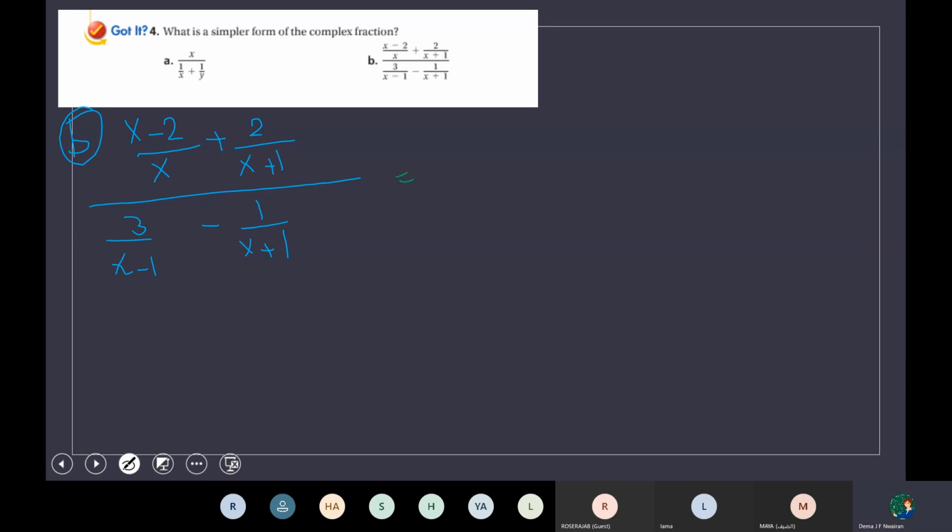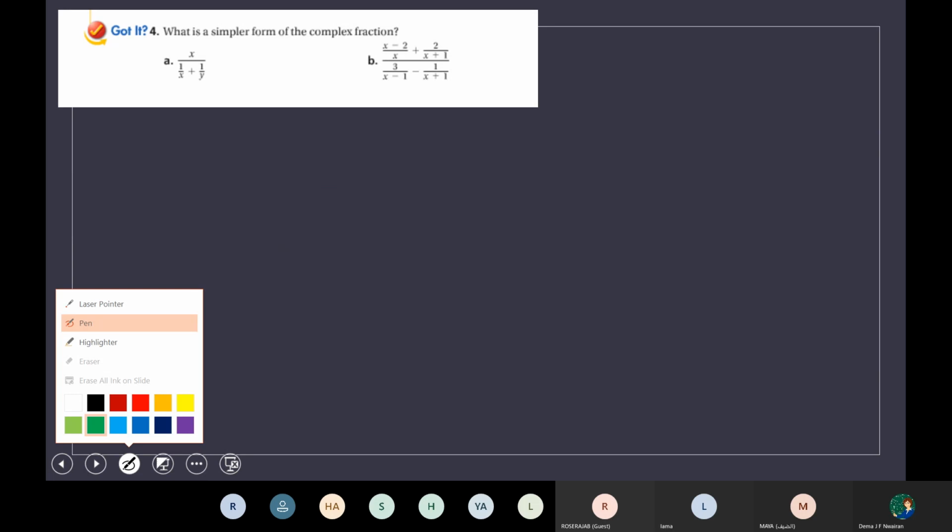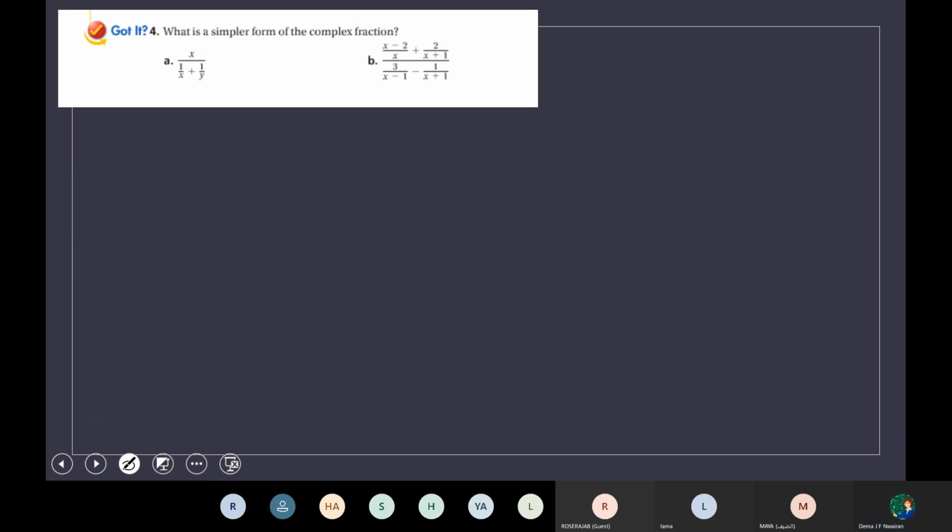Let's now go to the first numerator. I can now rewrite it as X minus 2 over X plus 2 over X plus 1, over 3 over X minus 1 minus 1 over X plus 1. Let's now rewrite the numerator and then the denominator after multiplying. Now, X minus 2 multiplied by X plus 1. It will be X squared plus X. The denominator.